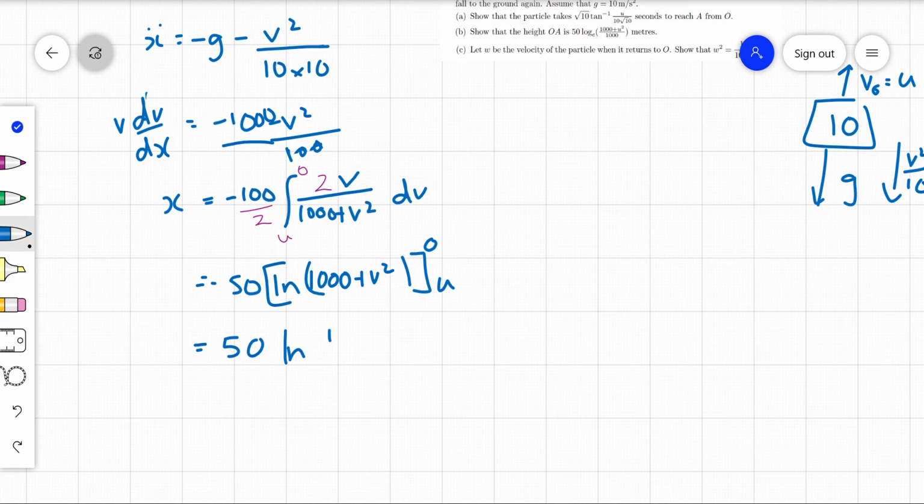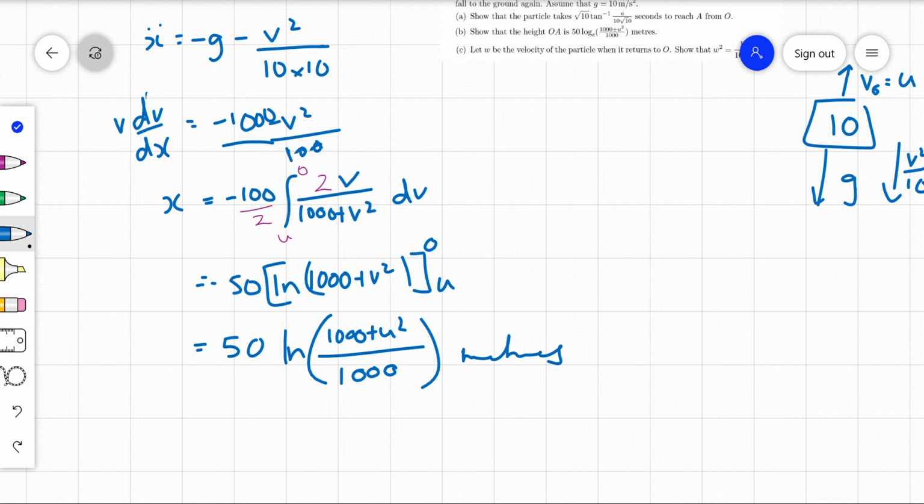So when I sub in u, I have 1,000 plus u squared, and using my log laws now I put 0 in, and I've got log 1,000. And that's our answer in meters. So that's the displacement it goes through to go to its maximum height.